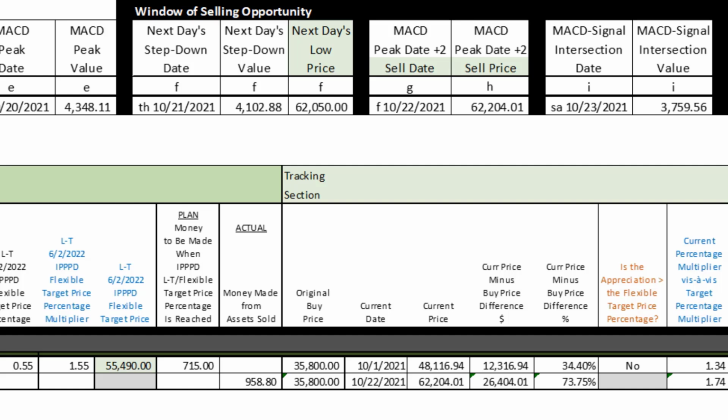3,759.56. The green histogram bars are flat then, showing there is no more upward trend strength. Buy low, sell high. I want to sell when there is strength for price elevation, not when there is no strength under the price.